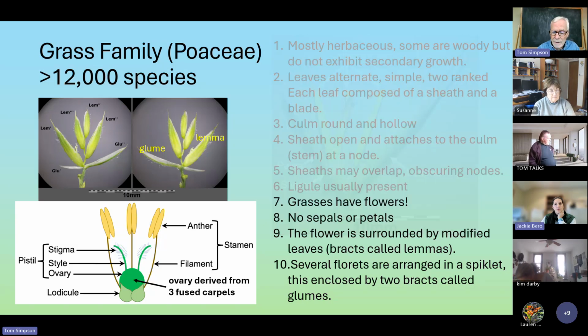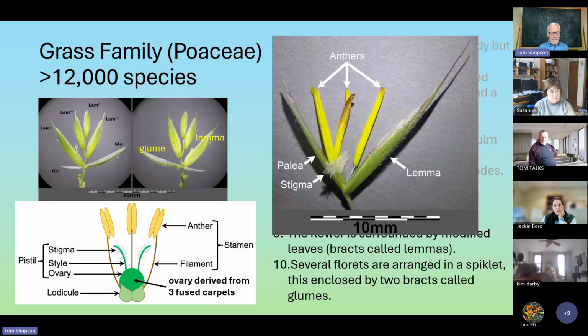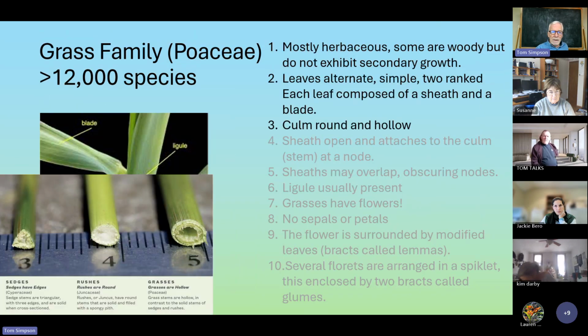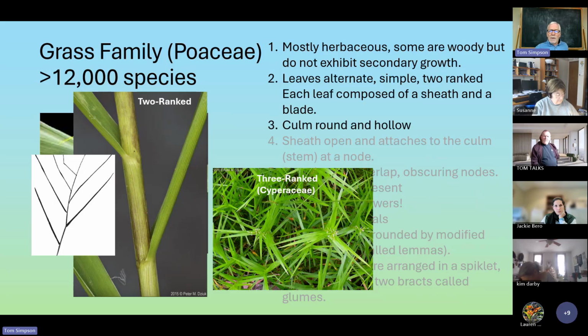Hey, Tom, we got a question for you. Okay. How are sedges three-ranked? Yeah, maybe show that picture again. The ranking of leaves is a property of all flowering plants.